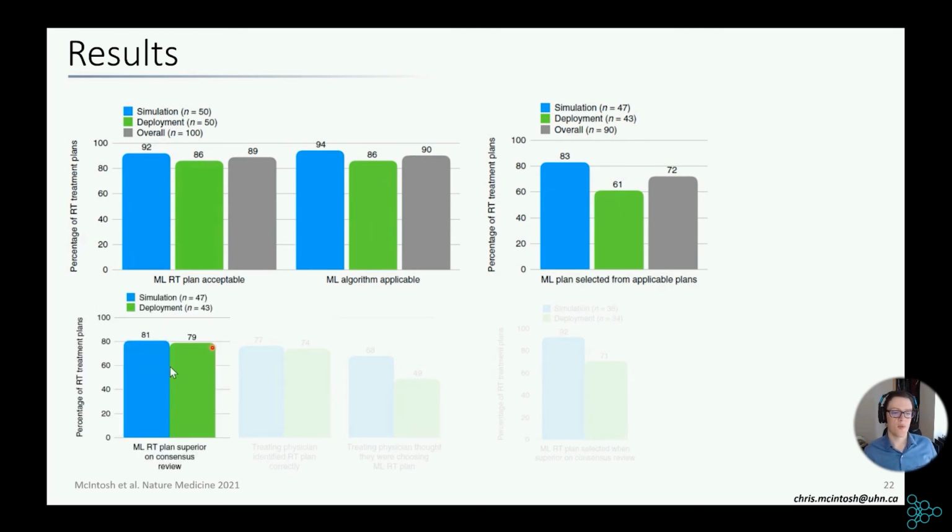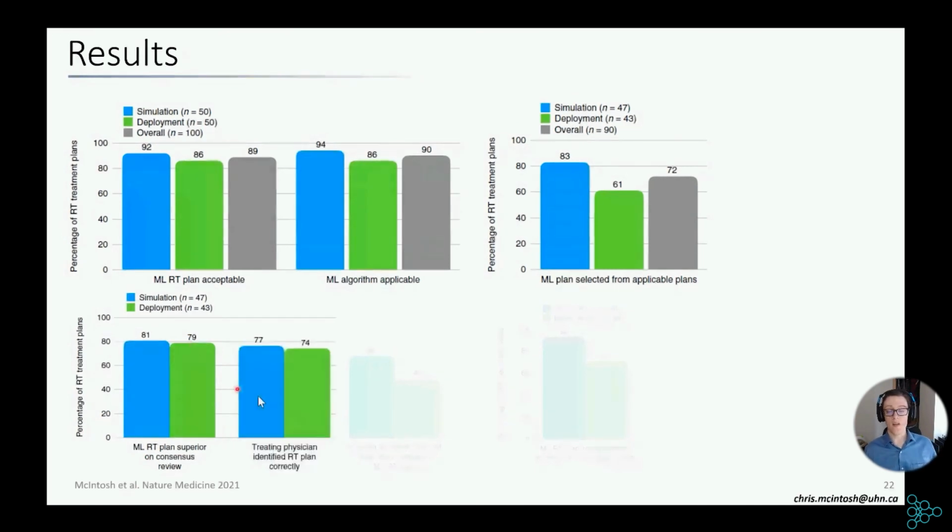We looked at, for example, whether the machine learning itself deviated across the year or so that this was live. So we took some quantitative measurements of quality, such as how much radiation was going to each of the organs, to the target, et cetera. And we looked at the superiority of the machine learning plans to the clinical plans over that time. We found that 81% of the machine learning plans were quantitatively superior during the simulation phase versus 79% in the deployment. So again, statistically not significant.